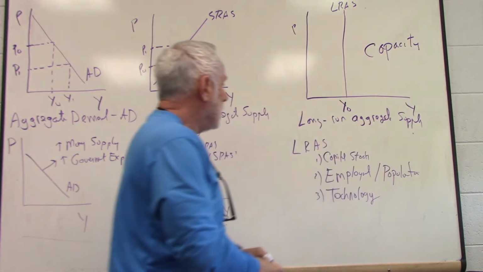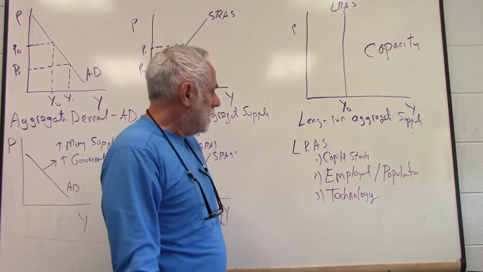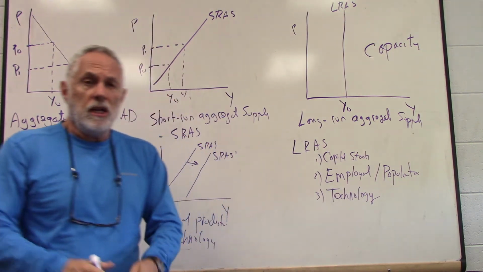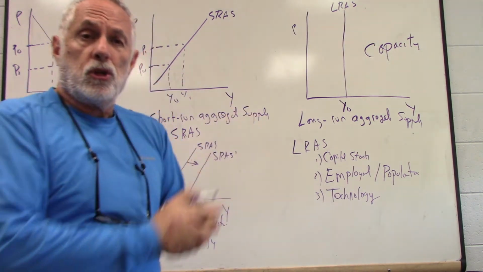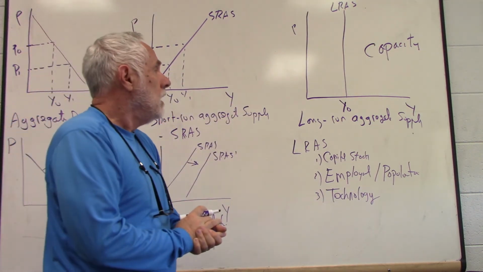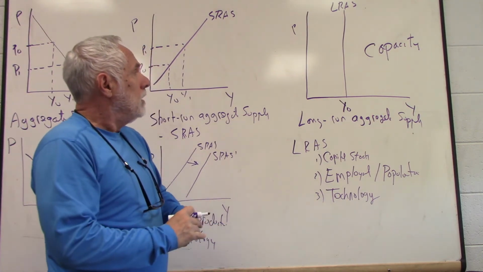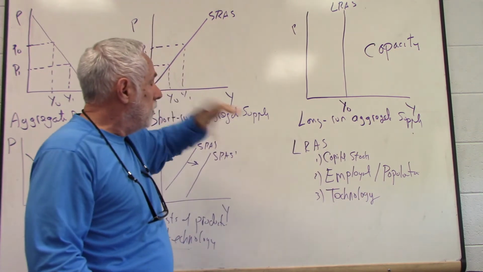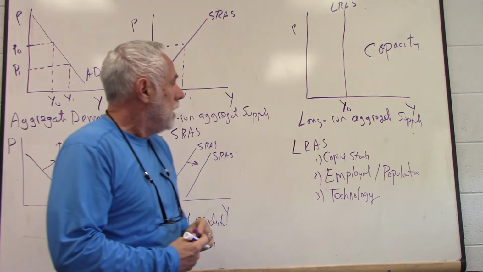So, with a given amount of capital stock, a given amount of employment or population, and a given amount of technology, the economy can produce a certain level of output. And so in a lot of ways, this is going to be long-run equilibrium, and when you put all three curves together, we'll see how they all operate.